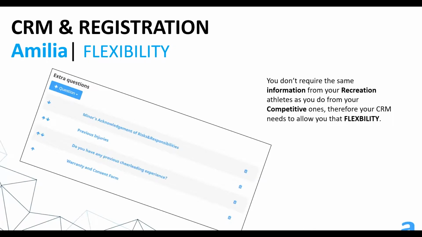I mentioned it before, but you require different types of information from your recreation to your competitive classes. So in Amilia, we have our forms where you can ask a bunch of custom questions. You can actually ask up to 250 questions. And from there, you can collect a bunch of different information that you need, and then you can extract that information from your form. So when you take attendance, your coaches can have the accurate information that they need.